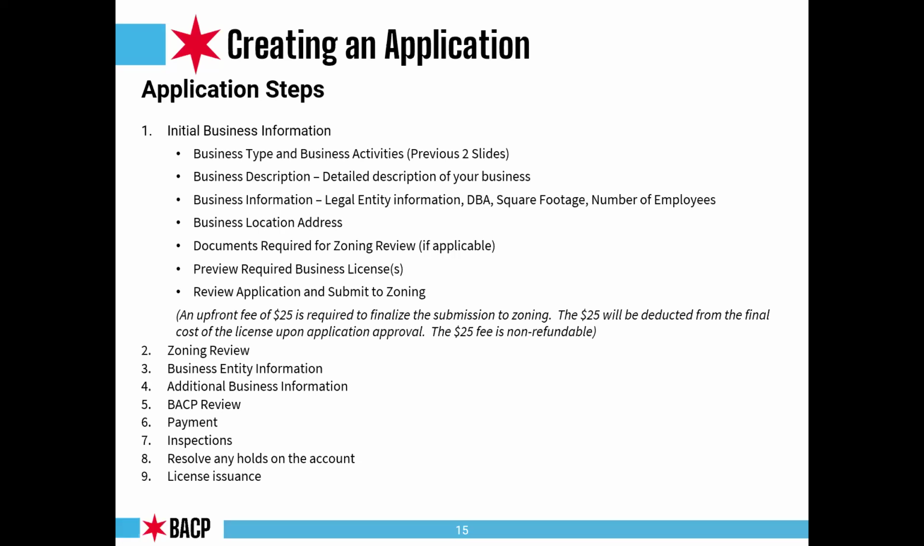If there are any holds on the account, those will have to be resolved before the license will be issued. And then the final step is we issue the license, either by you picking up the license at the small business center or us sending it to you via US mail.